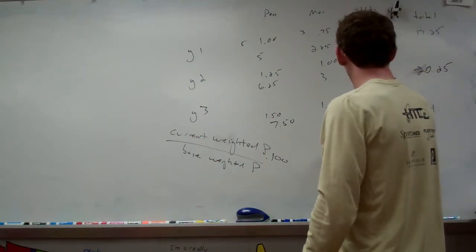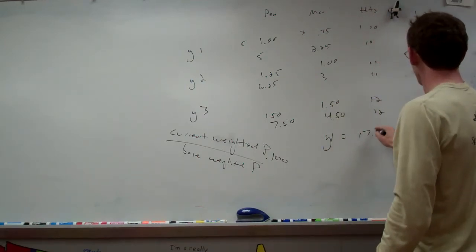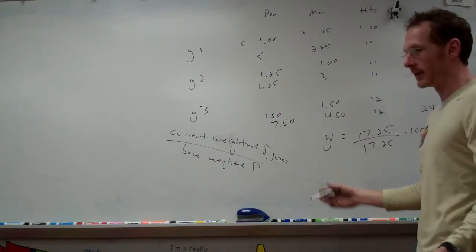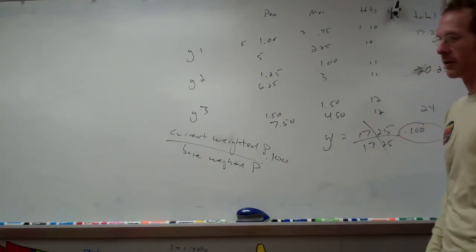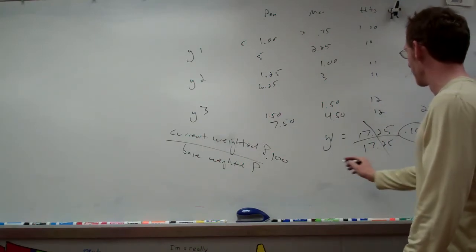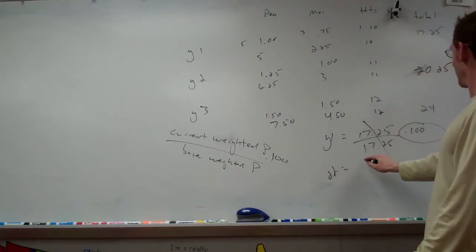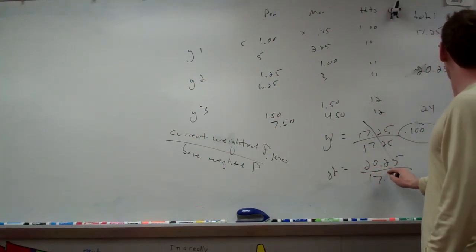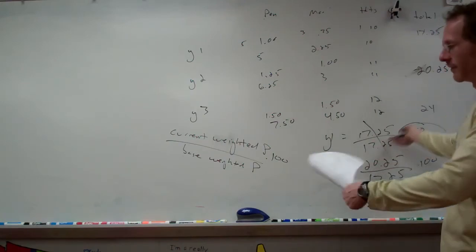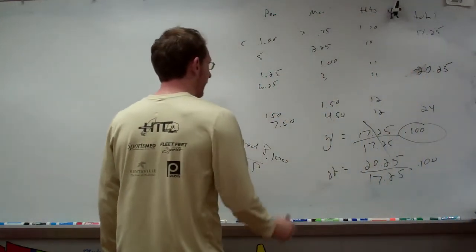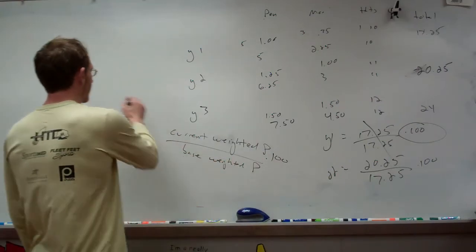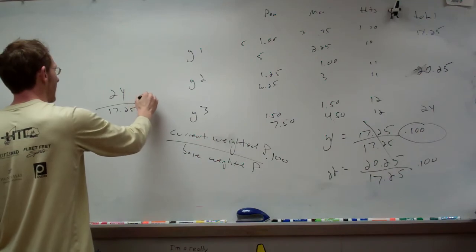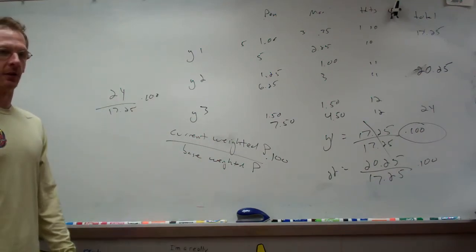So for year 1, we just take $17.25 over $17.25 times 100. If we want to make year 1 base, this crosses out. So year 1 CPI is 100. Year 2 is the 20.25 over the original base year, 17.25 times 100, whatever that is. I'm not going to figure it out. You have a calculator. Year 3's is 24 over the original base year, 17.25 times 100, and you can figure that out too. So that's the quiz.